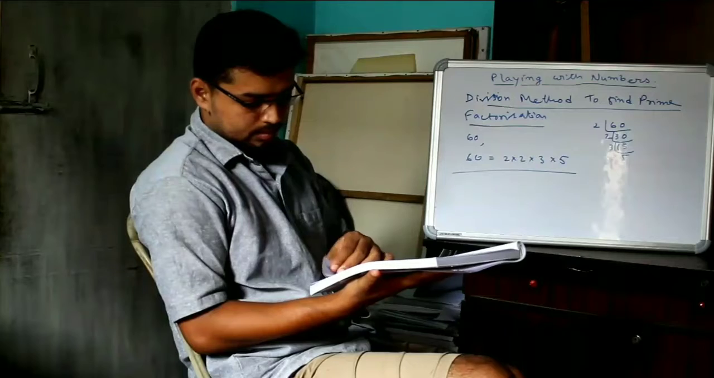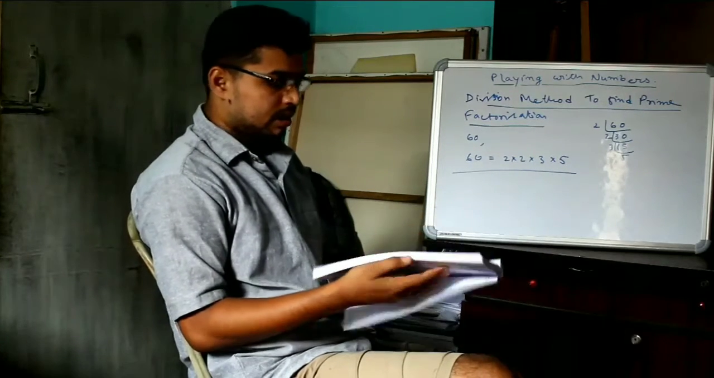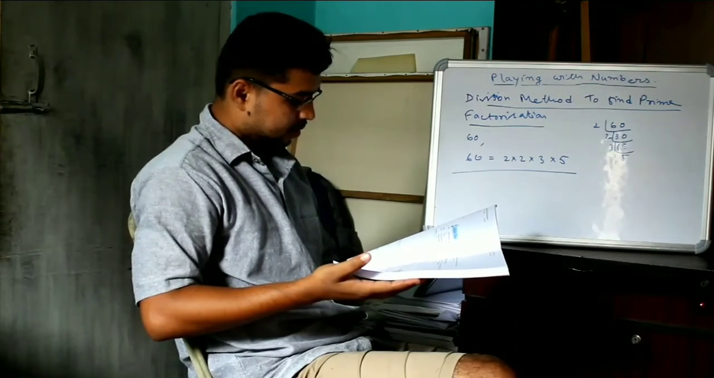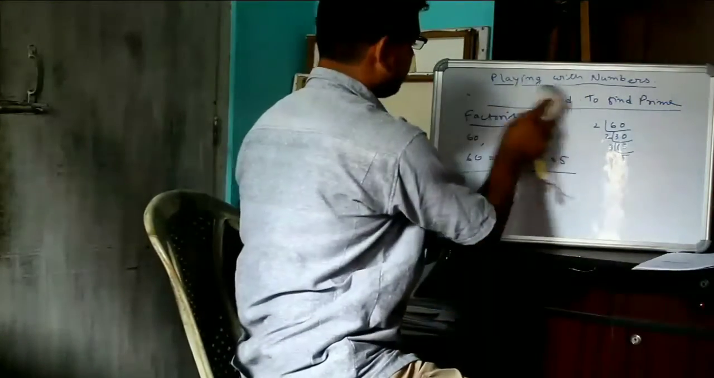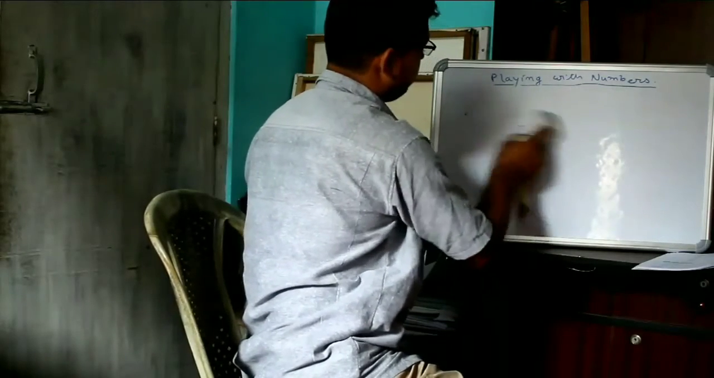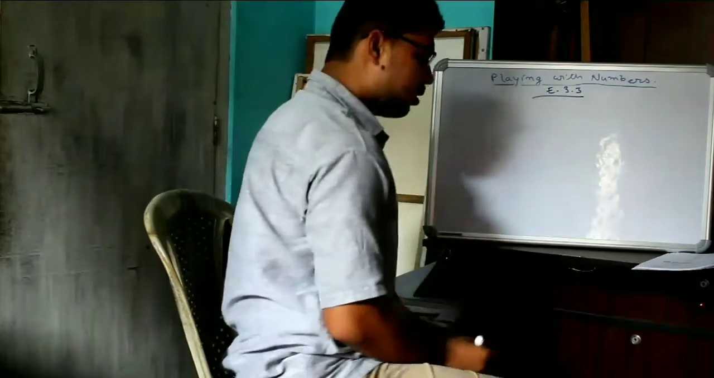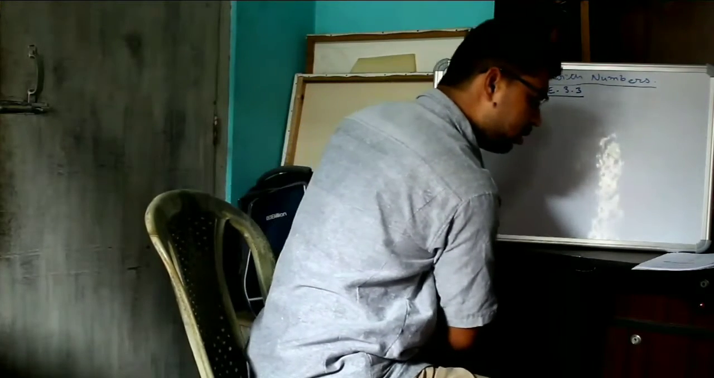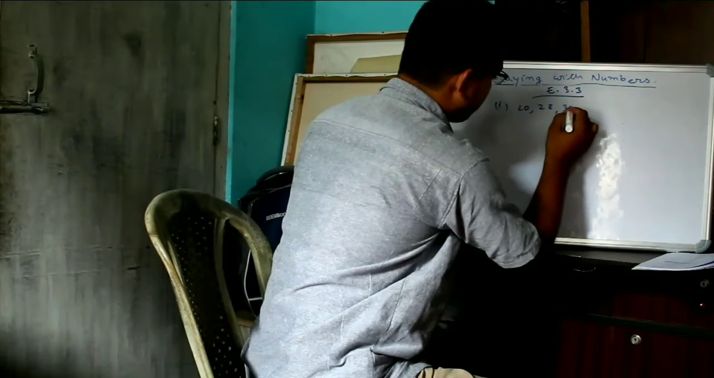Next, page number 64, exercise 3.3. I will give you exercise 3.3 in a file. Now see exercise 3.3. Number 1: write the common factors of the following numbers: 20, 28 and 32.